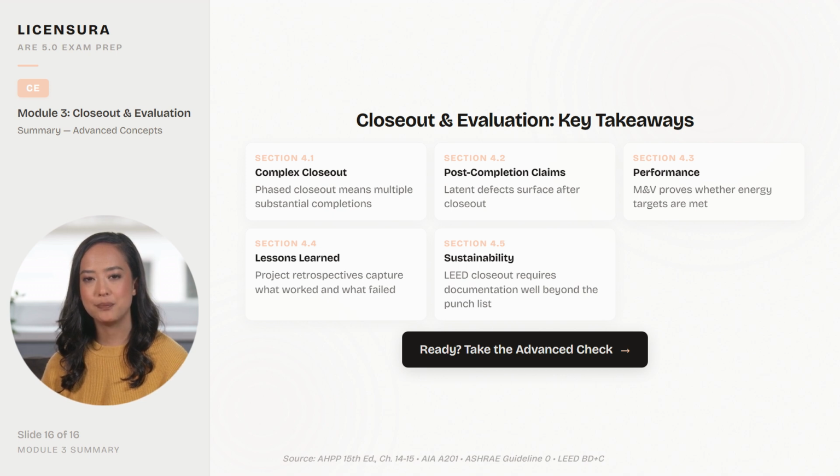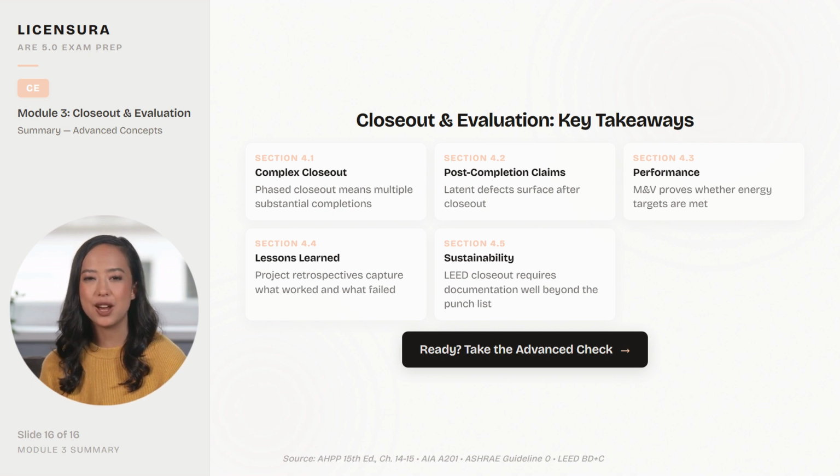Section 4.2, Post-completion claims. Latent defects surface after closeout. Statute of Repose sets the absolute deadline for construction claims. Section 4.3, Performance. M&V proves whether energy targets are met. Continuous commissioning keeps systems optimized over time. Section 4.4, Lessons learned. Project retrospectives capture what worked and what failed. Knowledge management turns one project into firm-wide improvement. Section 4.5, Sustainability. LEED closeout requires documentation well beyond the punch list. Ongoing compliance is the owner's responsibility.